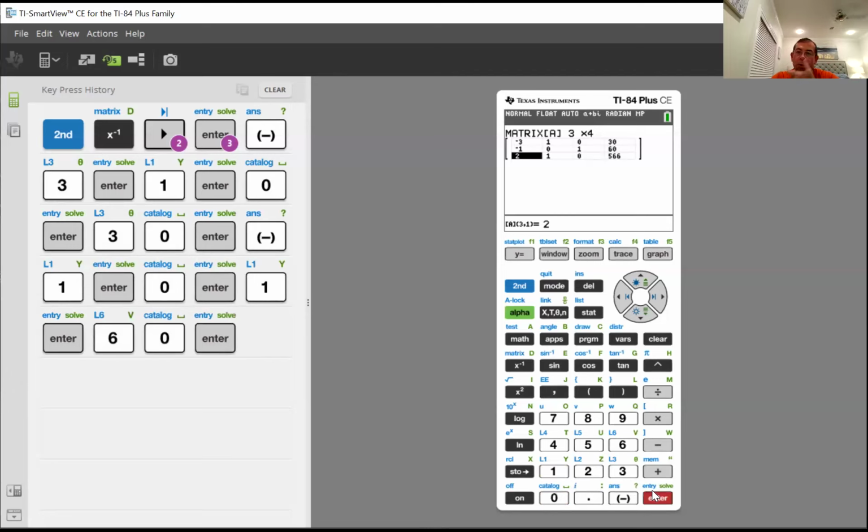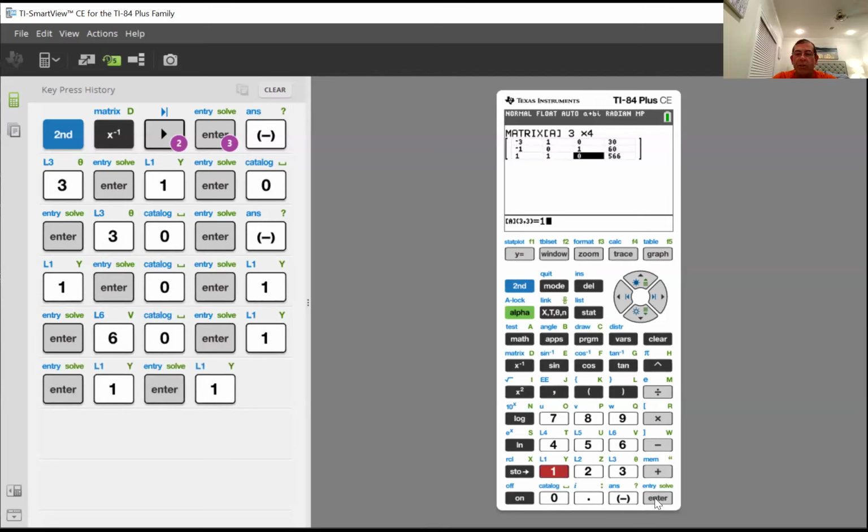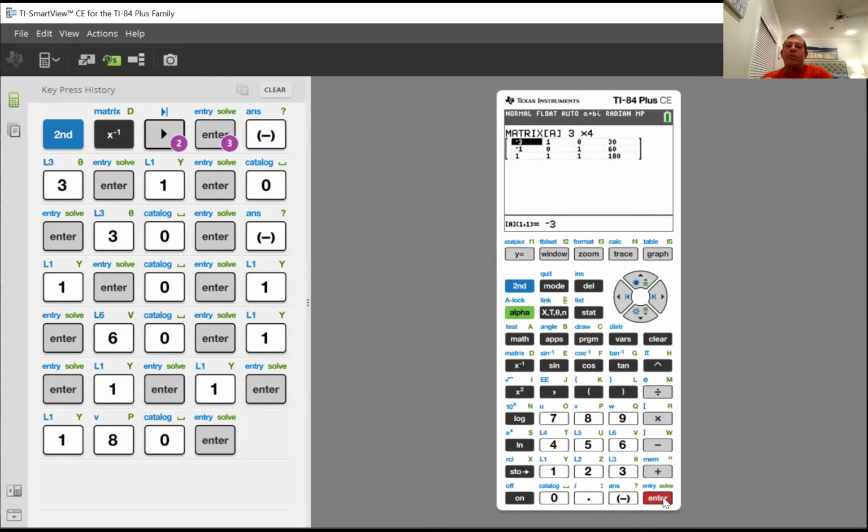And y'all, this last row is the one y'all gave me. 1A plus 1B plus 1C all equaled 180, and enter. So once all your numbers are in, the highlight goes back up to the top left of the square there. All right, so now the matrix is in there. I'm going to hit second mode to quit the screen.